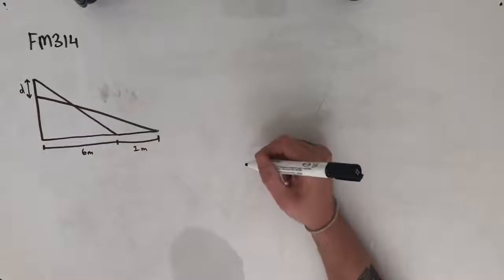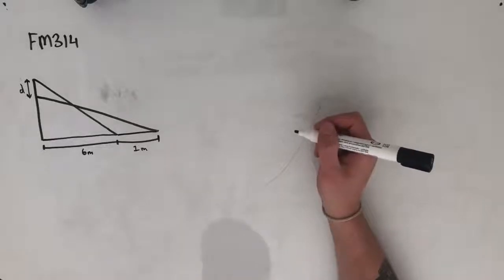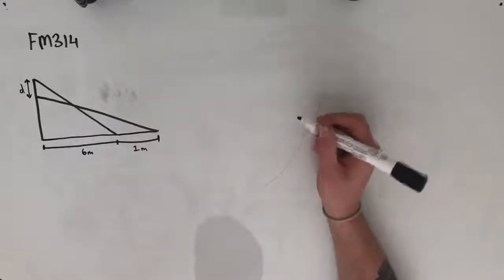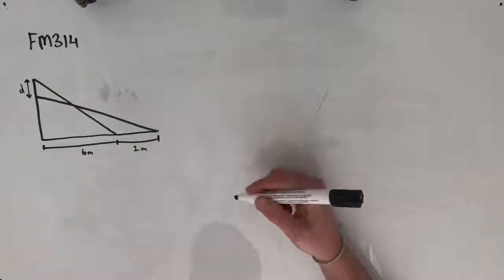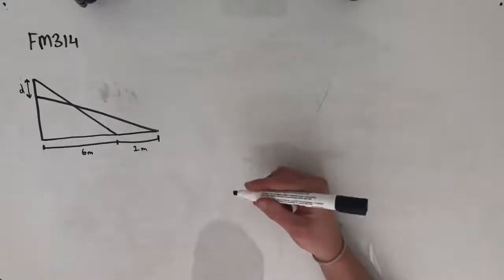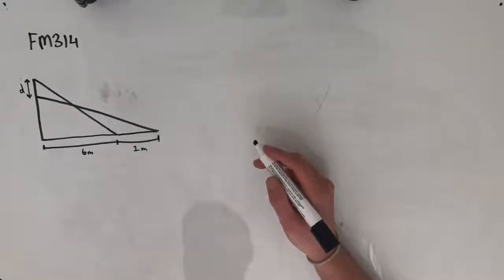This question reads, a 10-meter ladder is leaning up against a wall and it slips 1 meter to the right as shown below. And then we're given this diagram here. The question then asks, the vertical distance D in meters is closest to what?